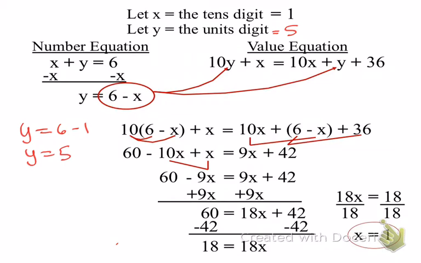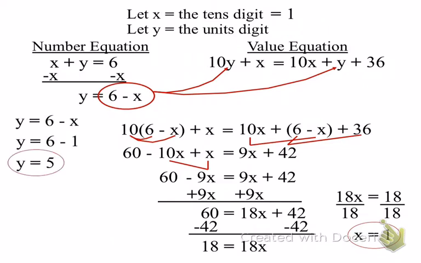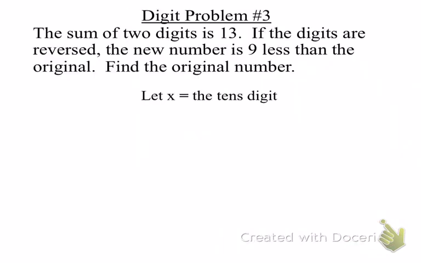Okay, so what was my original number? 15. So if you put it as 51, you would get that wrong. Okay, questions here. You ready to do one on your own? Yes. Okay. Next one. Pause the recording and do the next one on your own.